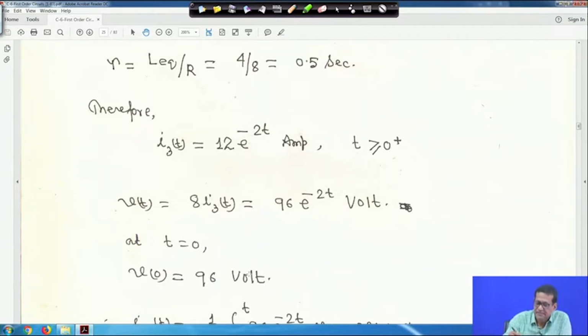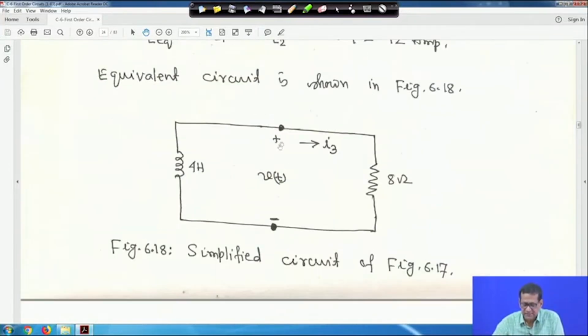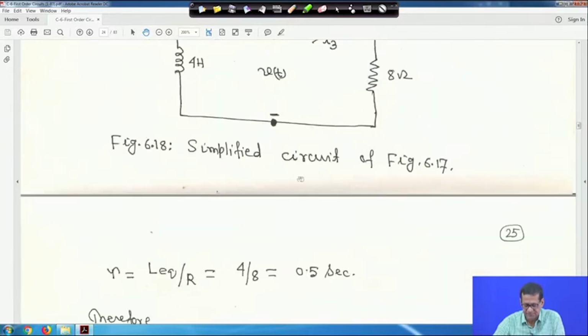So that means, if you go to this circuit, the initial voltage at t is equal to 0 will be 96 volt, right.